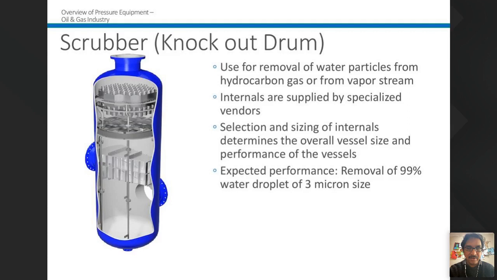And the size of water droplet that is removed is 3 microns, it's 0.003. The separator does up to 10 microns. And further refinement of removing water droplets from gas is done by the scrubber vessel, up to 3 microns. Again, the size of the vessel is all defined by the type of internals you select. There are plenty of options available in the industry.